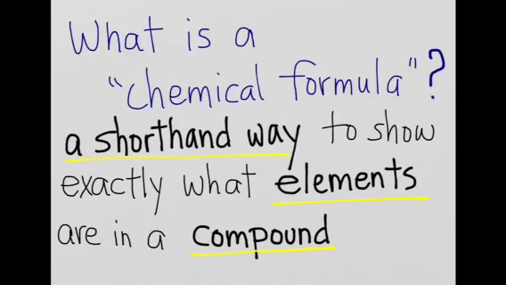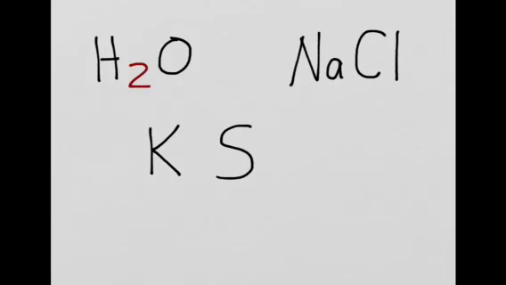When we write a chemical formula, we use the abbreviations from the periodic table. For example, H for hydrogen, O for oxygen, K for potassium, S for sulfur, Na for sodium, Cl for chlorine. And we stop there if there's only one atom present in the compound, but if there is more than one, we use a subscript to show. For example, when we write water, which is a compound of one oxygen atom and two hydrogen atoms, we write it as H2O, as you probably already know.